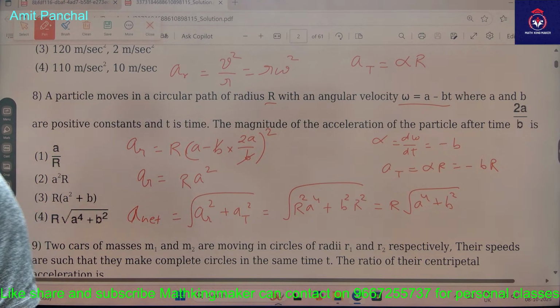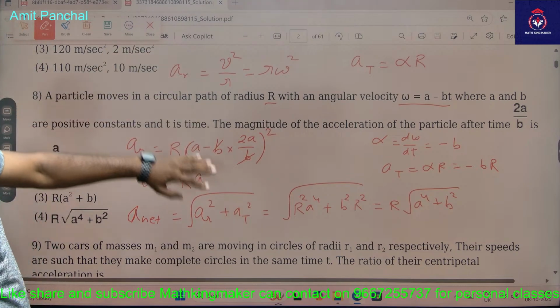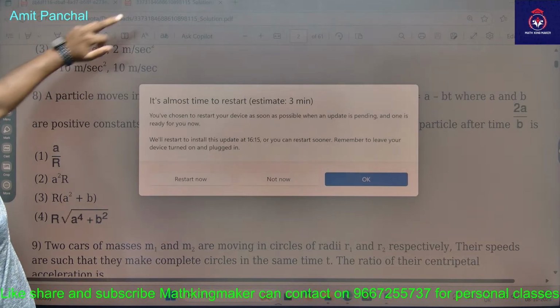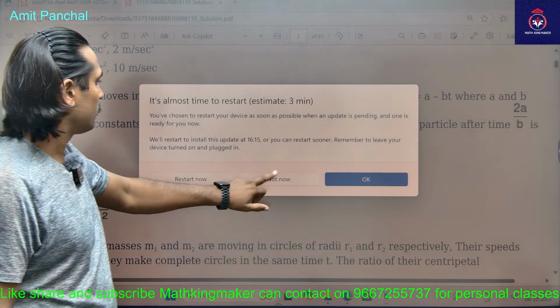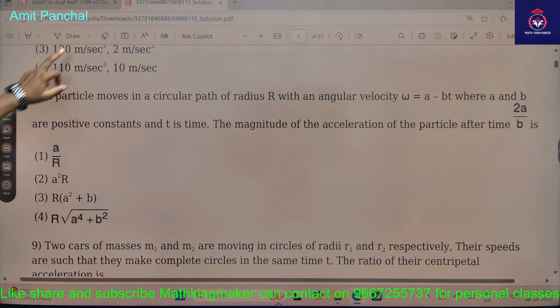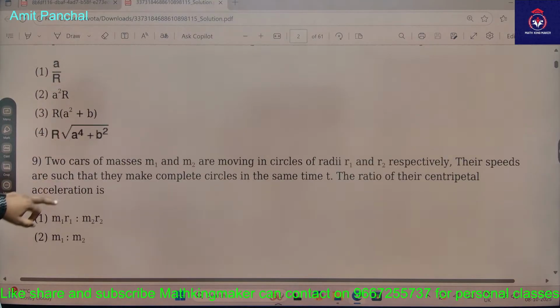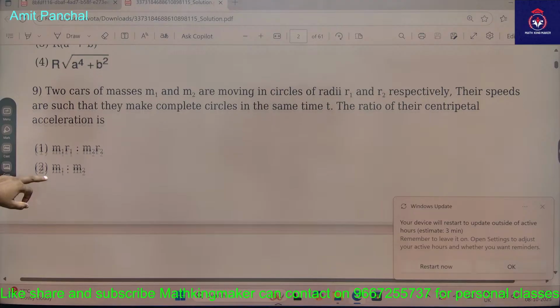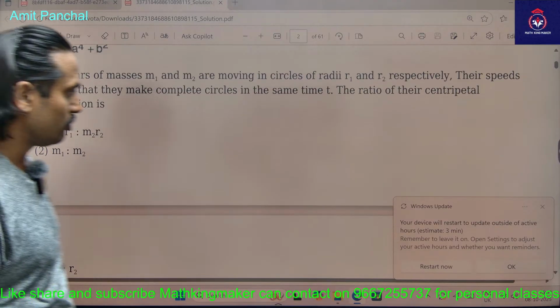Okay. Good. Now understood the concept. It was quite simple. Okay, sir. Actually, I did a differentiation on that, that was my issue. Okay. Now just do this ninth one. That is also very simple.